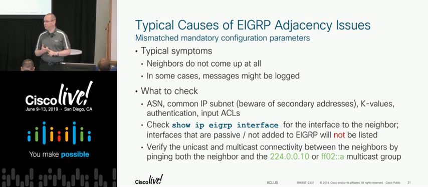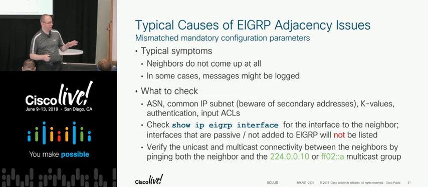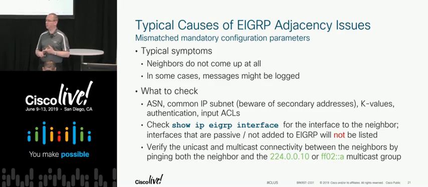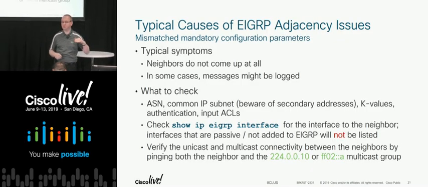If the parameters between you and the neighbor seem to be okay, check if the interface to the neighbor is visible in the show ip eigrp interface output. Passive interfaces will not show up, and also interfaces not covered by the network command will not show up. And such an interface obviously cannot establish adjacencies. So again, if an interface is missing from the interface table, well, we need to get it there before we can establish any adjacencies. If it's there, then let's try testing the connectivity.